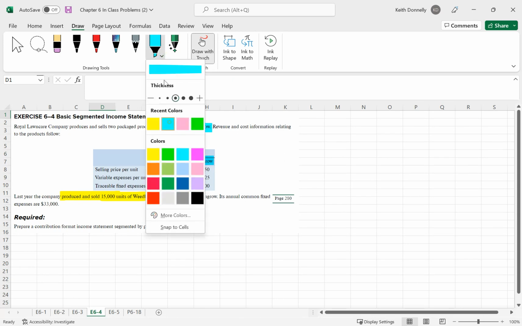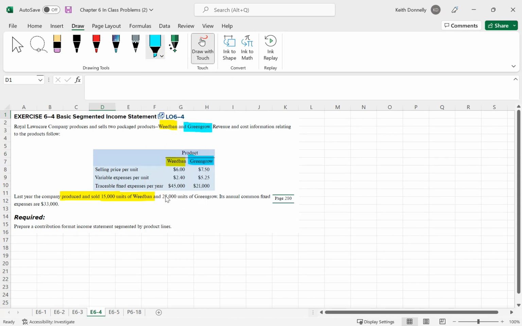And it looks like 28,000 of Green Grow. Its annual common fixed expenses are 33,000. Right, so common fixed expenses of 33,000. All right, what they want us to do here is please prepare a contribution format income statement segmented by product lines.